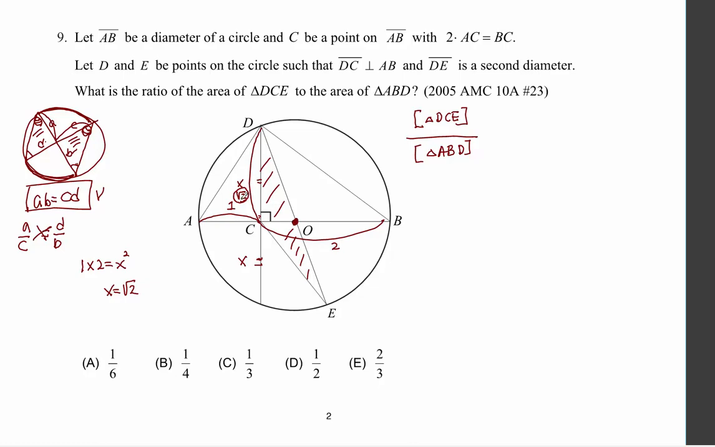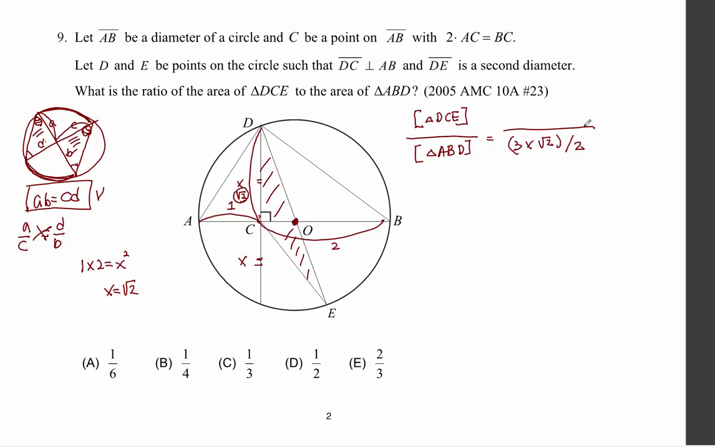Okay, so what is the area of triangle ABD? 3 times, base is 3, times height is root 2, divided by 2, right? Yeah. That's the area of triangle ABD.